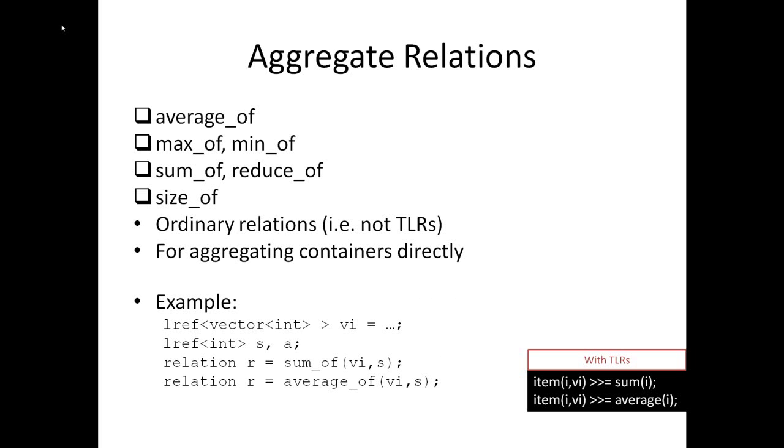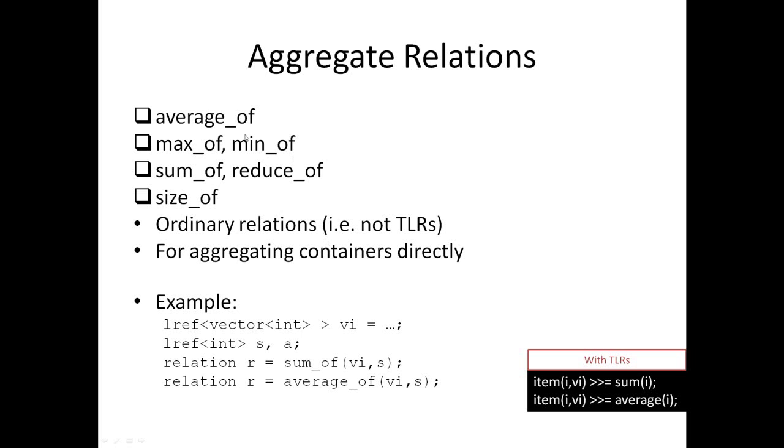There's also a few relations being introduced called aggregate relations. These relations are simple ordinary relations, so they will not be used in conjunction with the take left operator, unlike the TLRs. We have average, max, min, and so forth, which you can see have similar names as some of the TLRs that we saw on the earlier slide, with the only difference that we have an underscore off suffix to distinguish them.